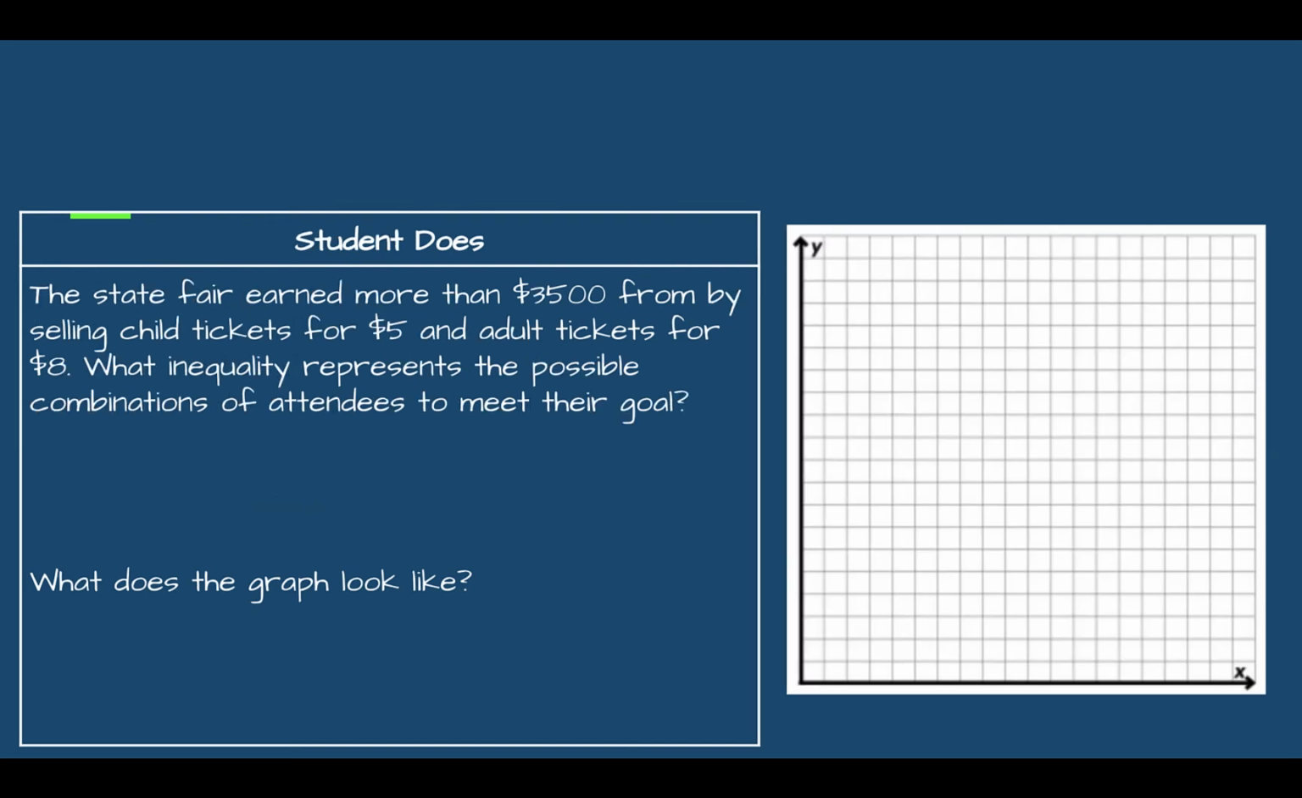Pause the video and try yours out. Again, use Desmos if you need it. For extra practice, when you're done graphing it, see if you can figure out if 300 students and 200 parents showed up, did they meet their goal?